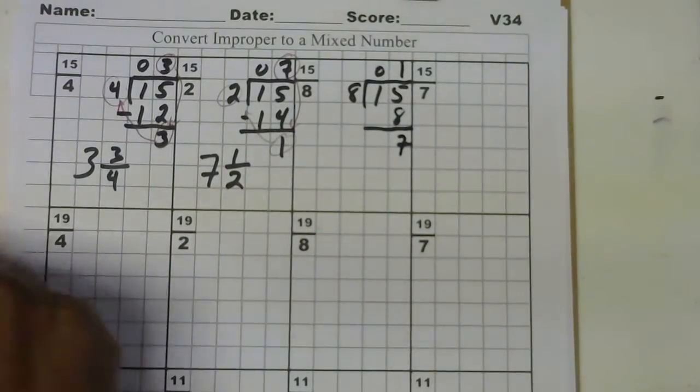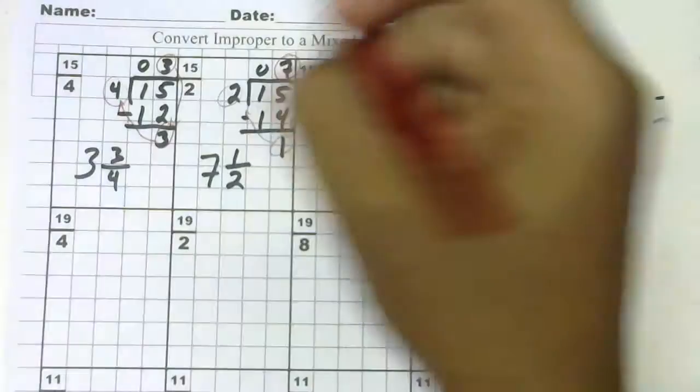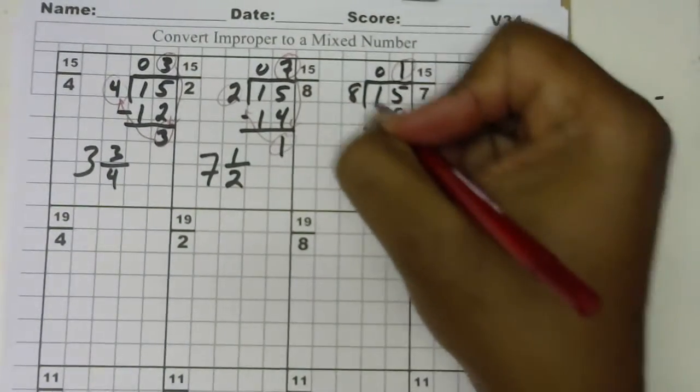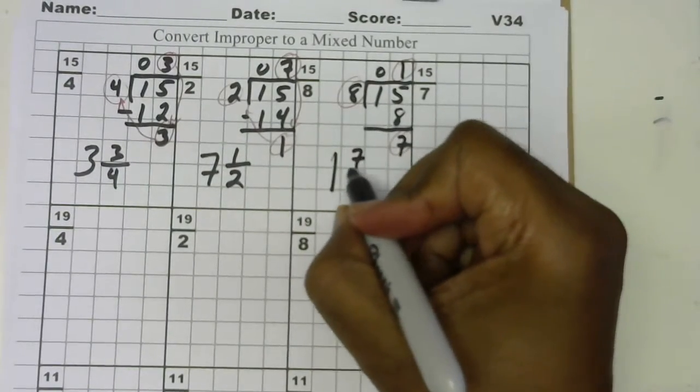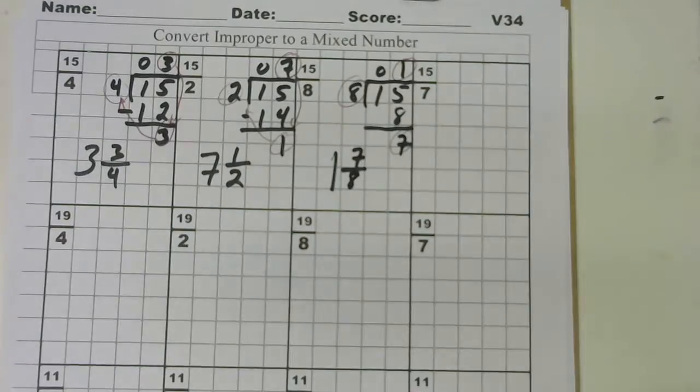So the numbers will be 1, then 7, then 8. 1, 7 over 8.